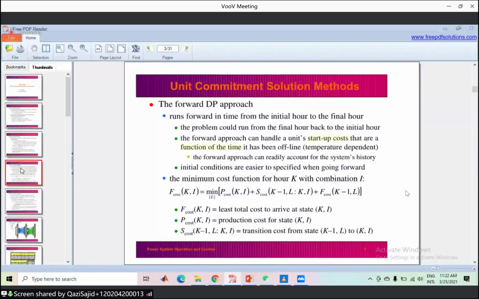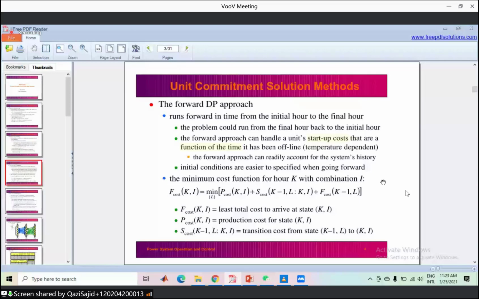For example, if the startup cost of a unit is a function of the time it has been offline, or there is any restriction like temperature, then the forward dynamic programming approach is most suitable, since the previous history of the unit can be computed at each stage. There are other practical reasons for going forward. The initial conditions are easily specified, and the computation can run forward in time as long as required.